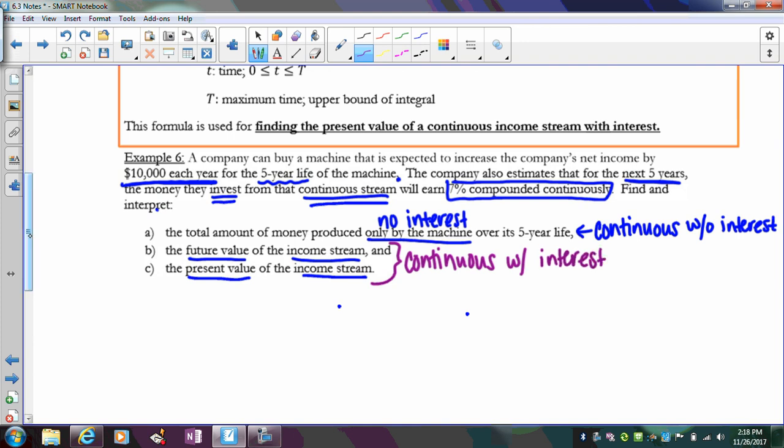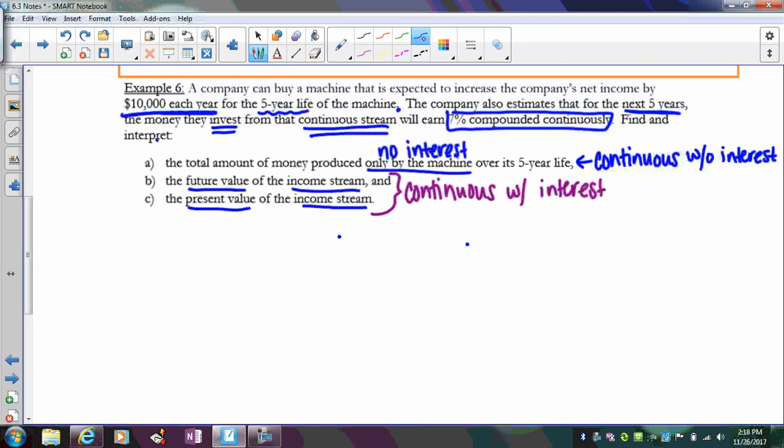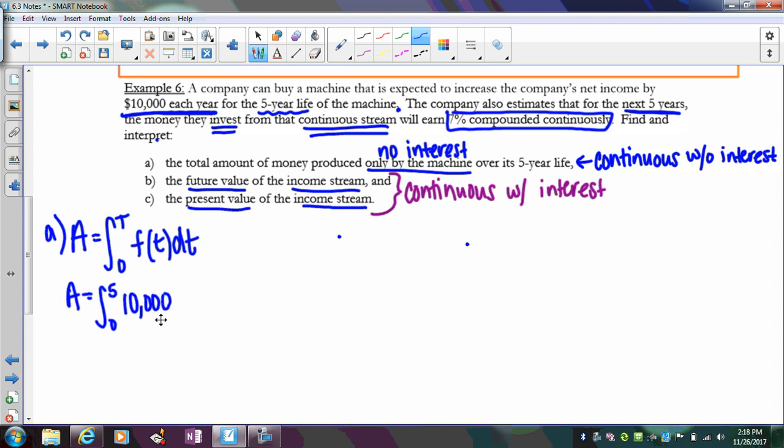So let's go ahead and set these up. For the first one, this is going back to the very beginning of the section. We have continuous without interest. Since it's continuous, it is an integral. So my amount is going to equal the integral from 0 to t of f of t times dt. So the amount is going to be from 0 to 5. My time period is 5. The amount each year from the machine itself without putting it into an account earning interest is $10,000. And then you just solve this.